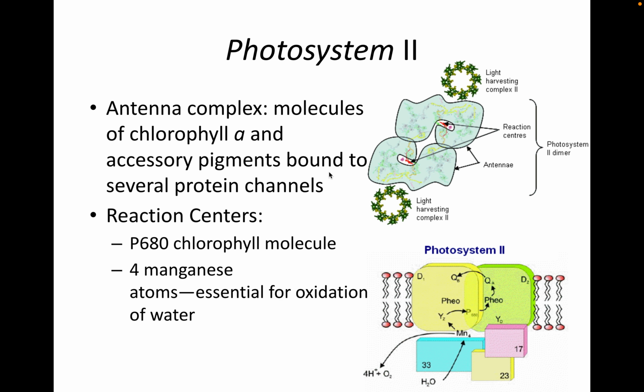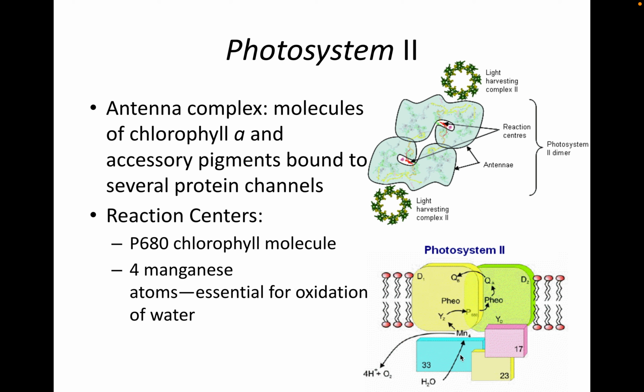So photosystem 2, we have an antenna complex, we have chlorophyll A and accessory pigments bound to protein channels. That reaction center is the P680, and what's really at play is these 4 manganese atoms that are essential to oxidize water.